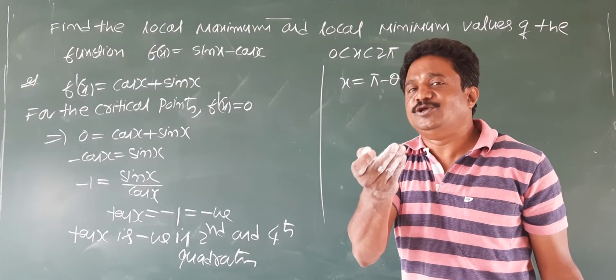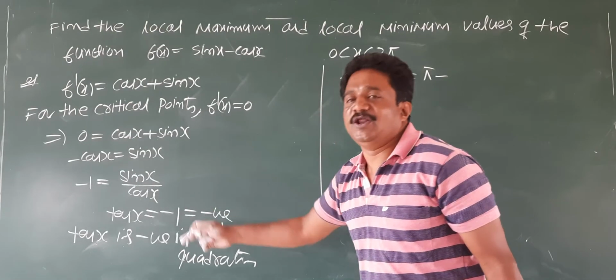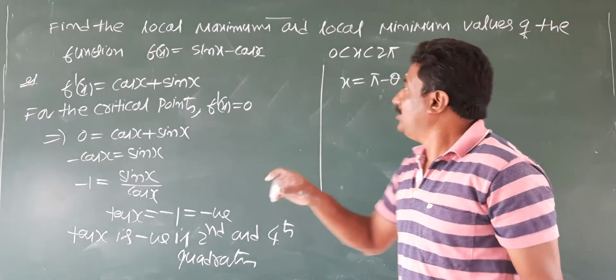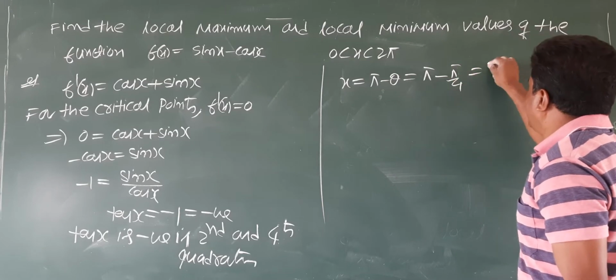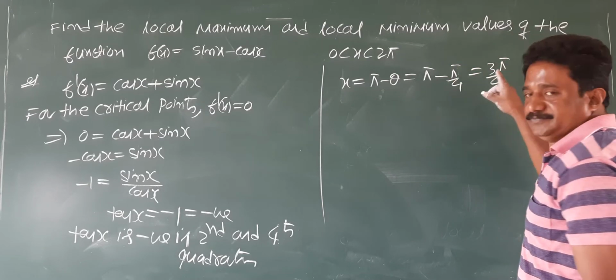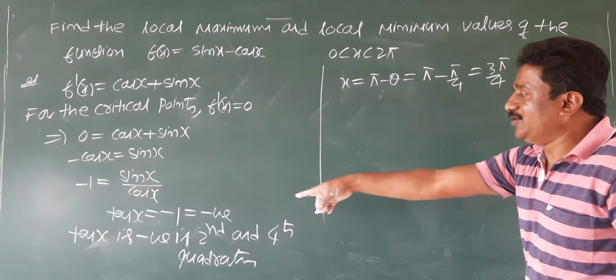For theta, you use the acute angle. Which is the acute angle related to 1? Pi by 4. Pi minus pi by 4. So 4 pi minus pi, 3 pi by 4. I got one of the x values in the second quadrant.